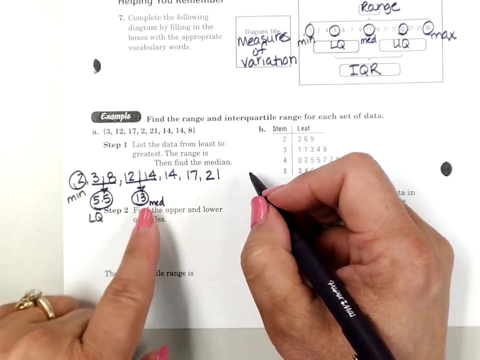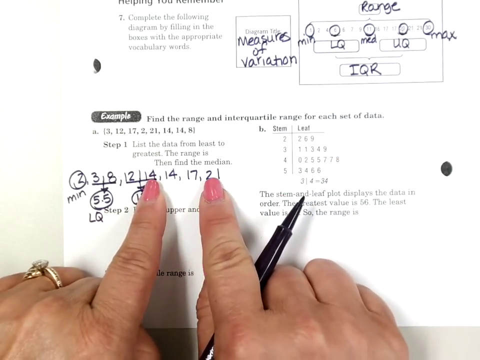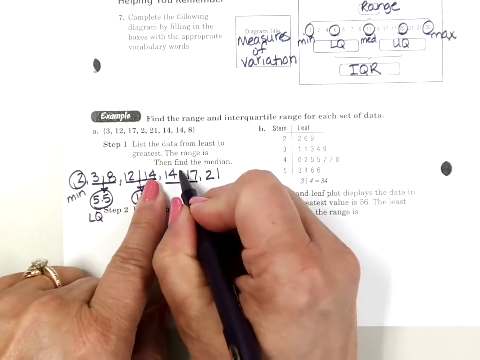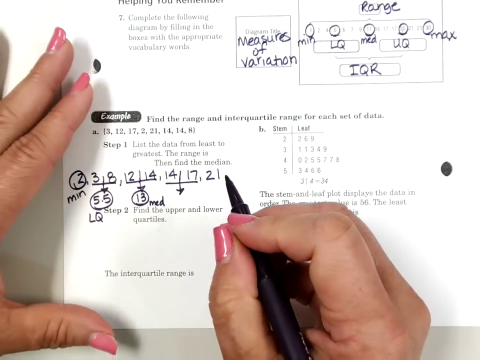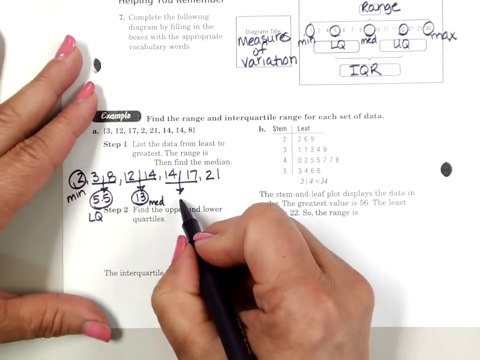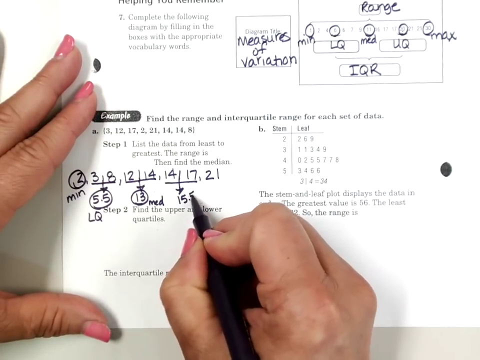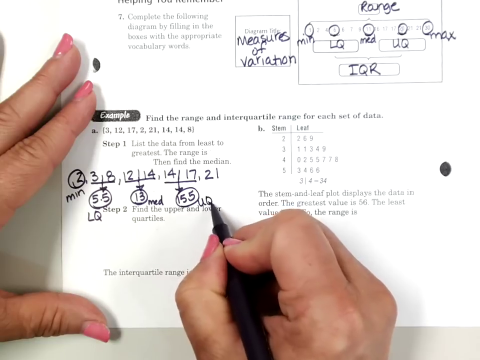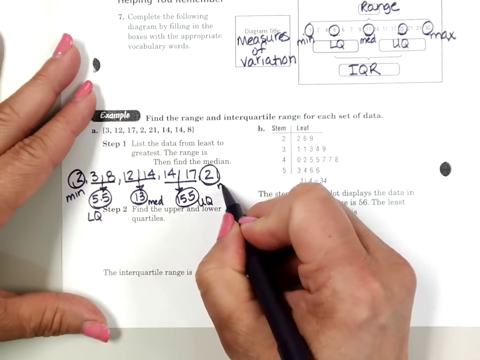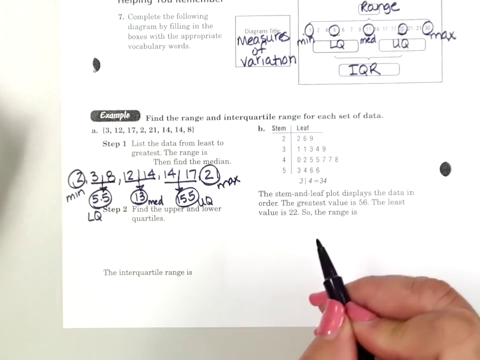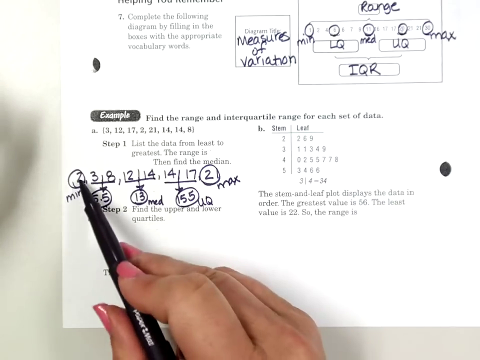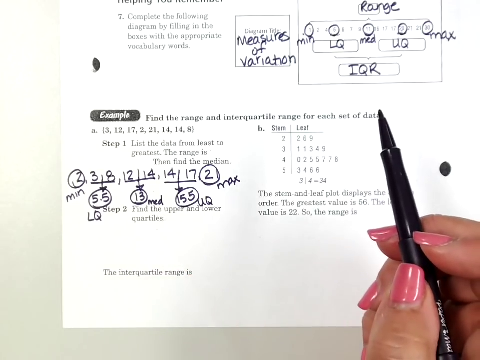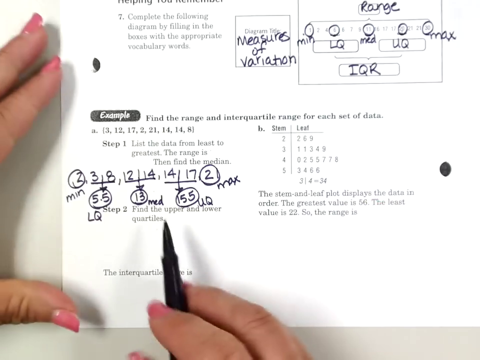That's why we're labeling. Directly to the right is 14, so I start counting, and I see there's 2 middles here. Add them up, divide by 2, and you get 15.5. That's your upper quartile. 21 is your maximum number. So you find all 5 of those numbers, and I like to circle them because that makes it easy when we do the box and whisker in the next section.